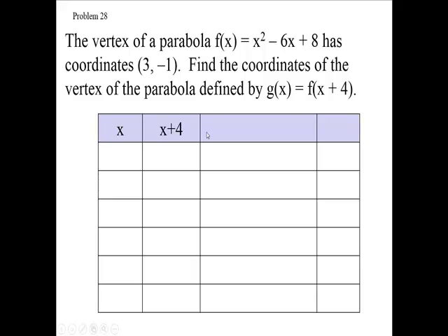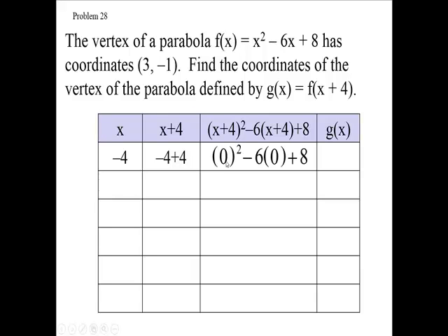We're going to do x plus 4. In place of x squared, we're going to put x plus 4 squared, minus x plus 4 times 6. That's going to be your g of x. So when x is minus 4, plus 4 is 0. You're going to plug 0 here and here. You're going to end up with an 8. Remember, it was 8, 3, negative 1, 0, negative 1, 3, or 8.